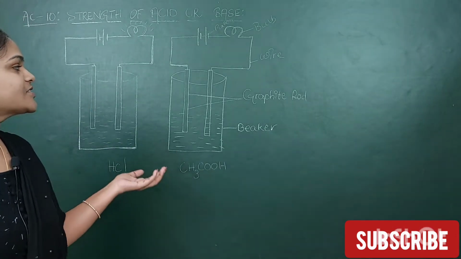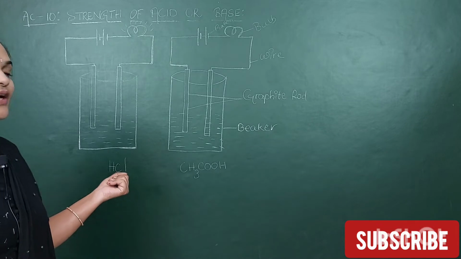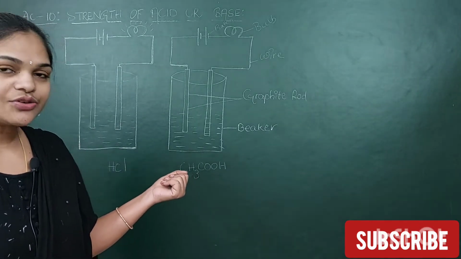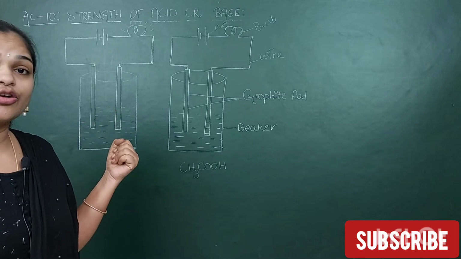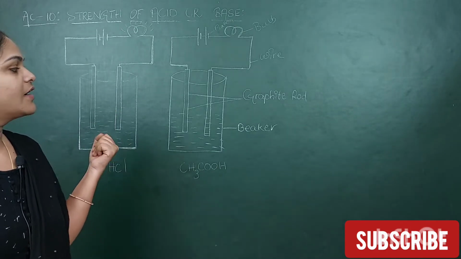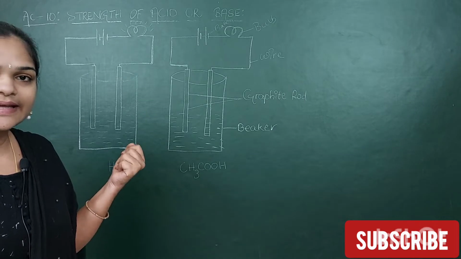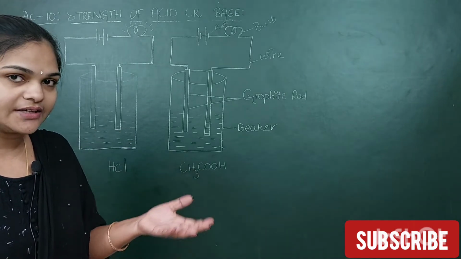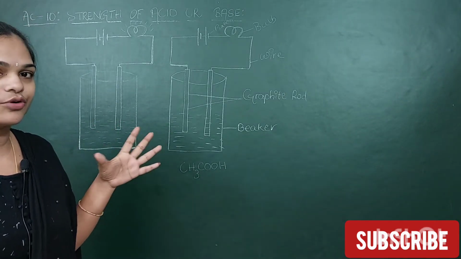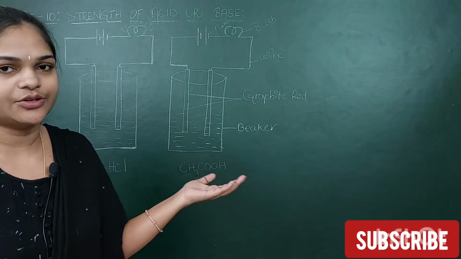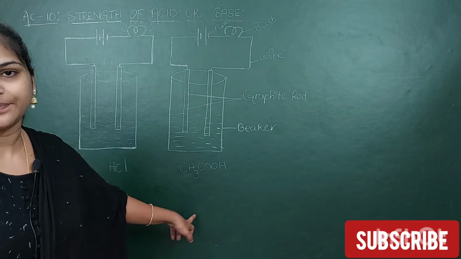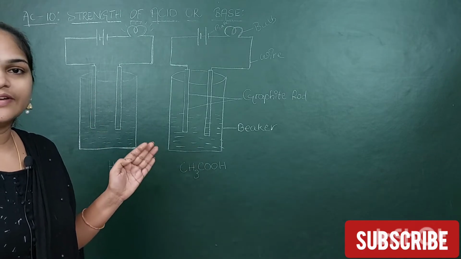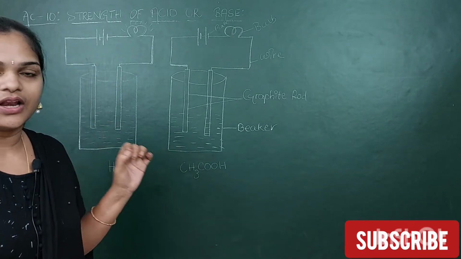Next, in the second beaker we have taken acetic acid. When you take acetic acid, will the bulb glow? Yes, there also the bulb glows because it is acid. When we take acid, we can observe that the bulb will glow. There is a flow of electricity in that circuit. So in both conditions, in beaker A and beaker B, both the bulbs will glow.